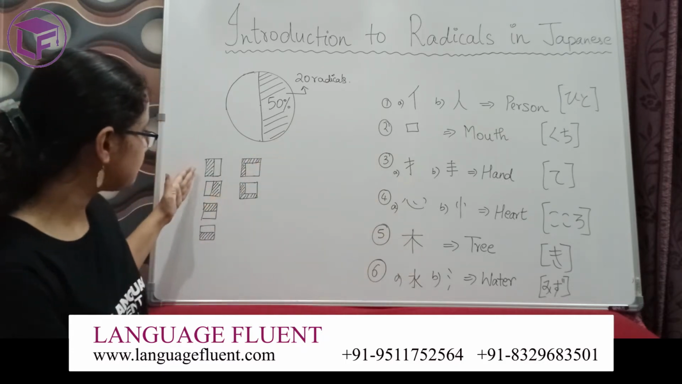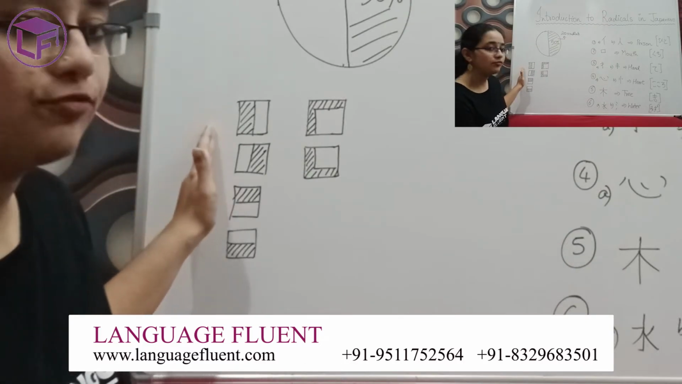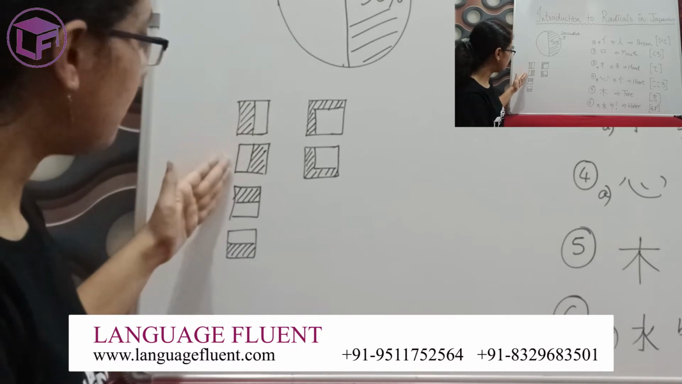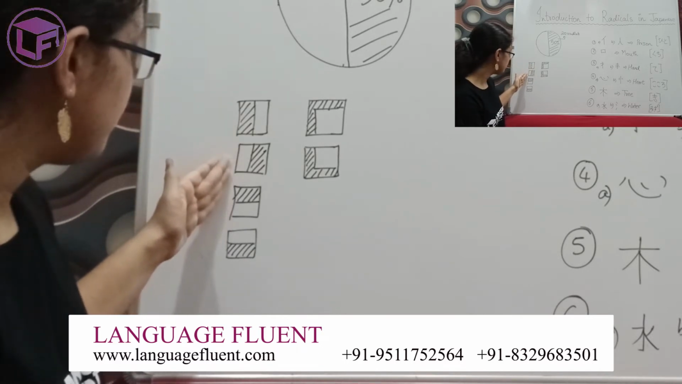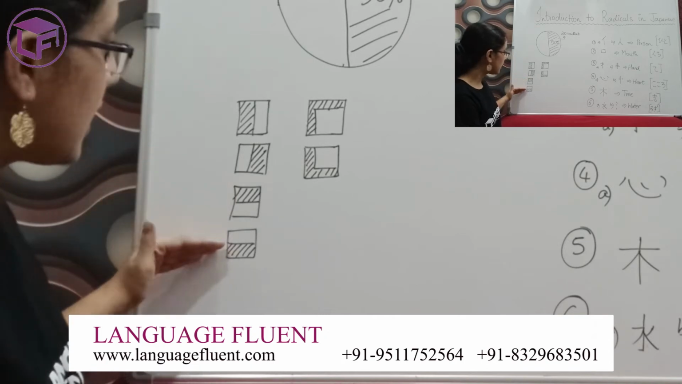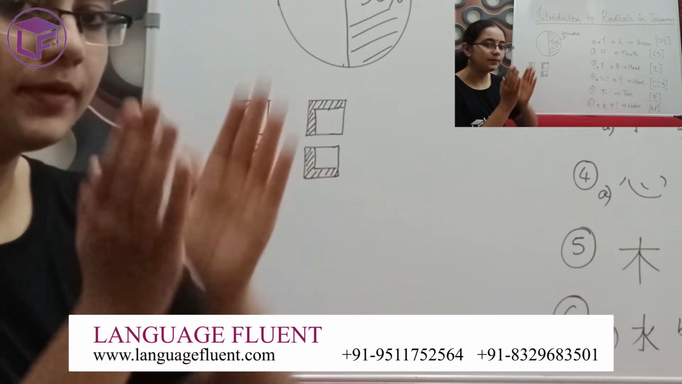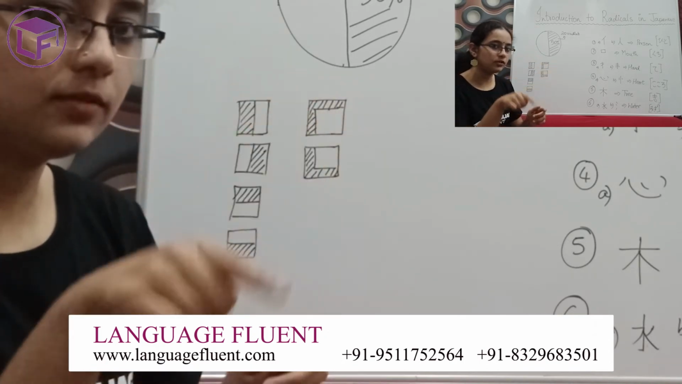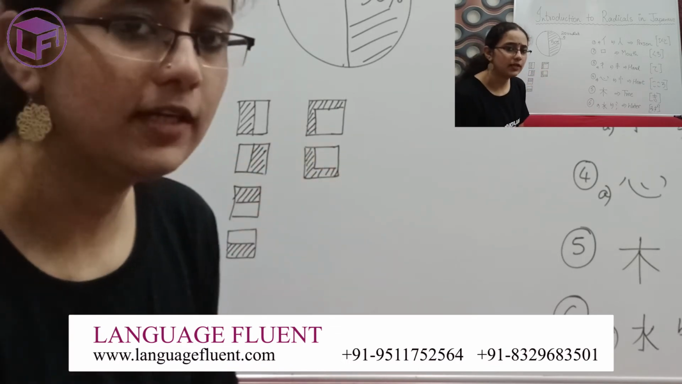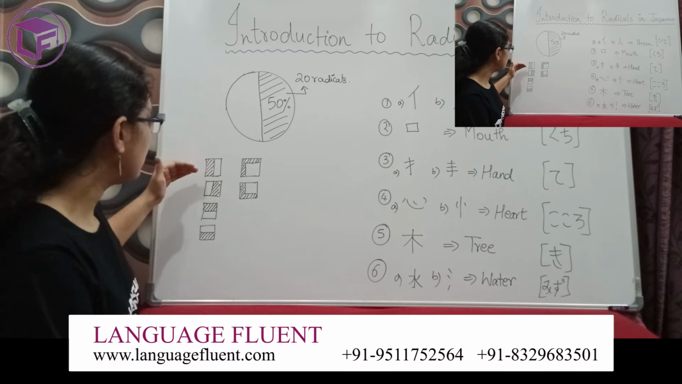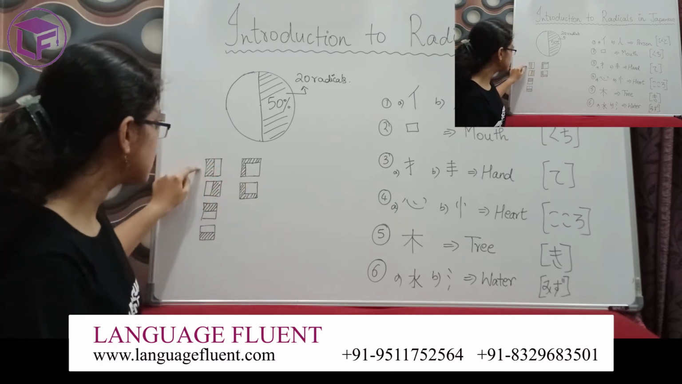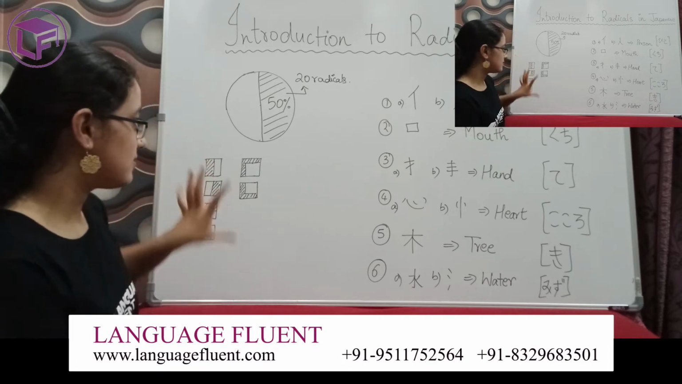If you see this, a radical can form part of the left side of the kanji, or the right side of the kanji, or the top of the kanji, or the bottom of the kanji, or it can wrap a kanji from the top or bottom, or it can wrap a kanji from all 4 sides. There are several combinations to it, but the usual position of a radical in a kanji is one of these 6 combinations.